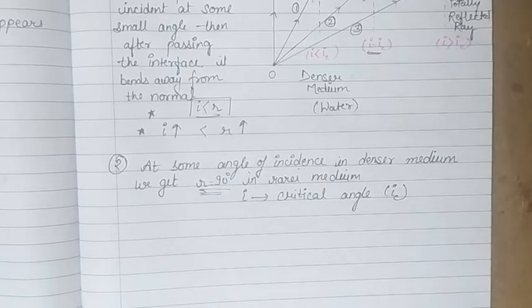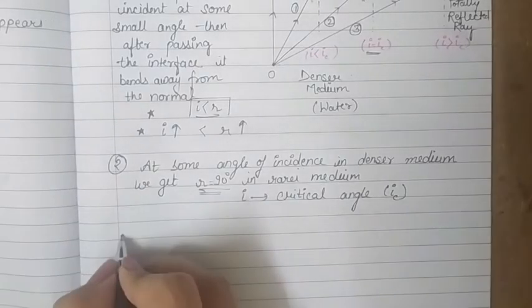For every combination its value will change, and for a certain combination it will remain same. So if we have 3 setups and the medium is same, air water, air water, air water in all the 3, then we will get critical angle same for all the 3 cases. But if the combination is glass water or air glass, then in such case critical angle will vary.